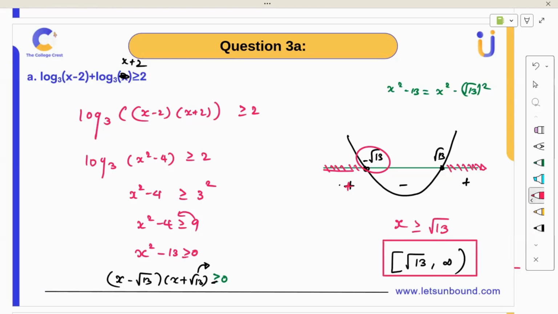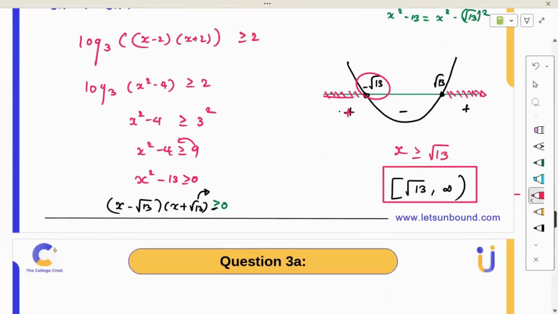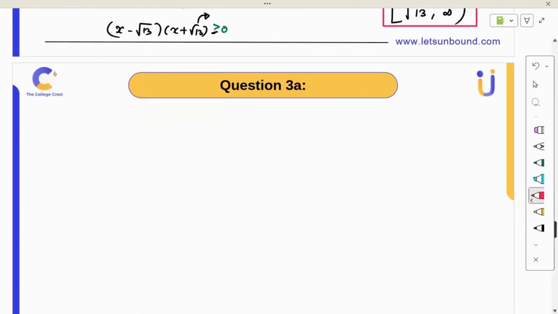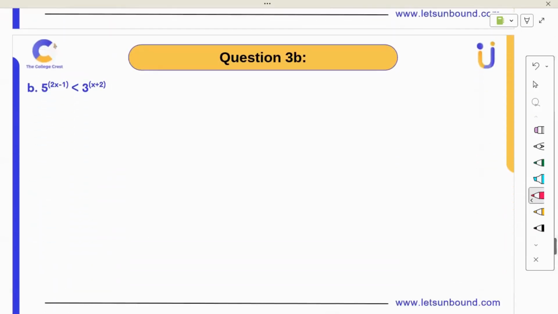right? So now let's move on to the next part. 5 power 2x minus 1 is less than 3 power x plus 2. You can easily solve it in Desmos. Let me tell you how to solve it analytically, in an algebraic way.